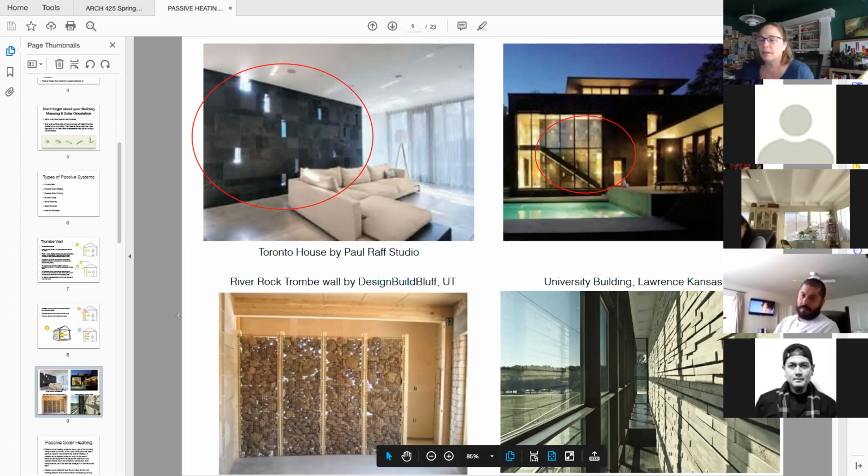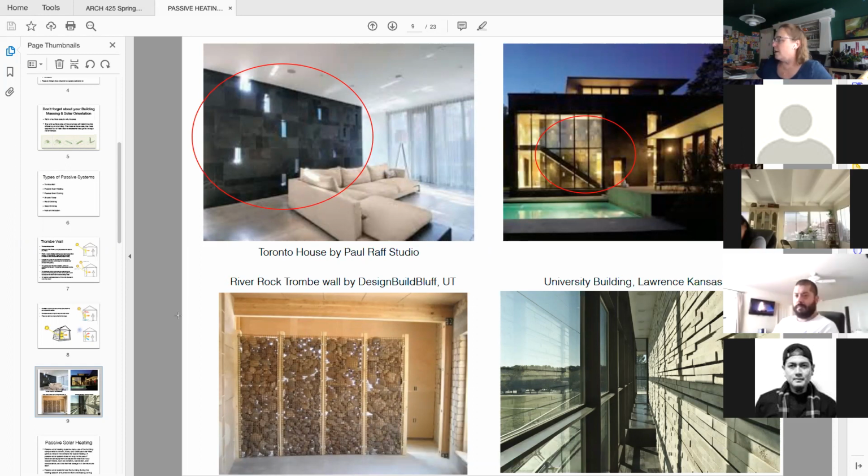So the cool thing I love about these contemporary examples is nobody's looking at this going, oh my God, this is like a Trombe wall, right out of Santa Fe, New Mexico, 1976. They become part of the architectural design.